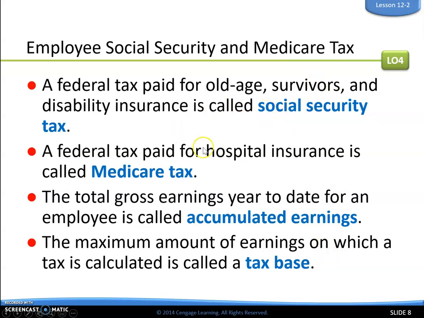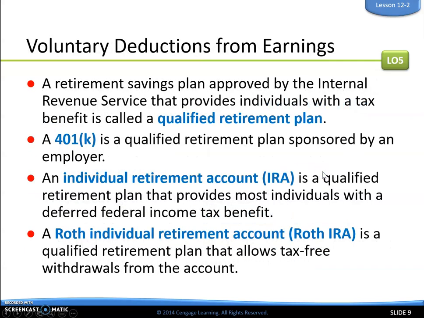When we talk about this Social Security tax and this Medicare tax, again, I'm going to pitch that personal finance class. You're going to learn more about those taxes in that class. In this class in accounting, we're going to just more figure out the process of, for an employee, how we withhold those taxes, but we're not going to spend a whole lot of time talking about what those taxes are.